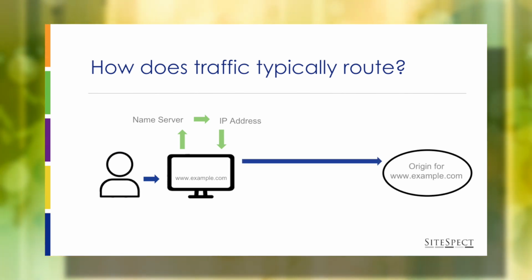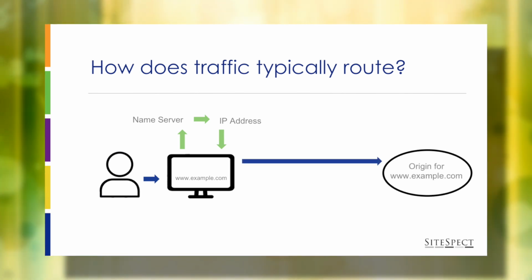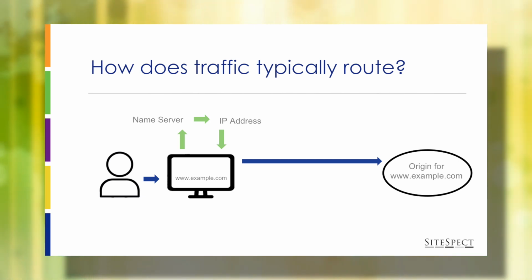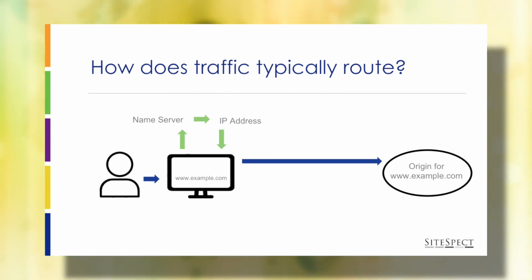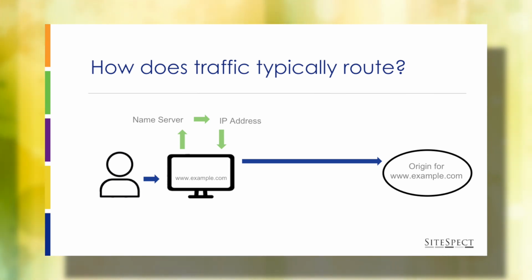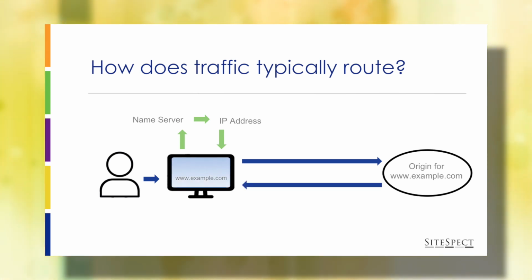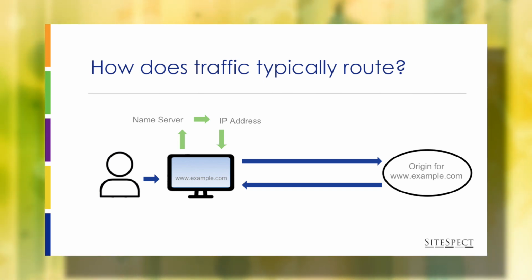At this point, the PC makes a web request to that IP address. The request goes to the web server for www.example.com. I refer to the web server as the origin. The web server then responds with the requested content, which then loads in your browser.